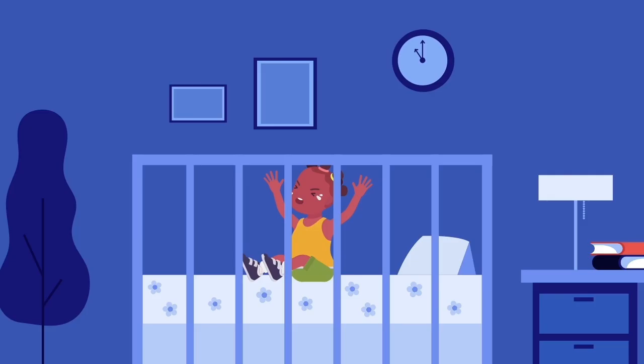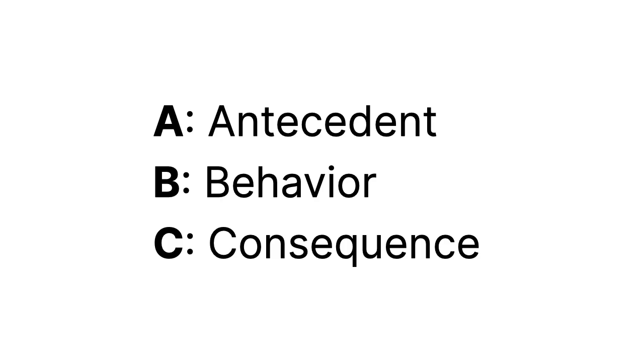It's bedtime, and Mom puts Sally into her crib, says good night, shuts off the light, and goes into the next room. Every night Sally cries when Mom turns off the light and walks away. Mom then comes back into the room, picks up Sally, and sings her a song until she falls asleep. The antecedents are Mom putting Sally into the crib and saying goodnight, shutting off the light, and walking away. The behavior is Sally crying, and the consequence is Mom walking back into the room, picking up Sally, and singing her a song.